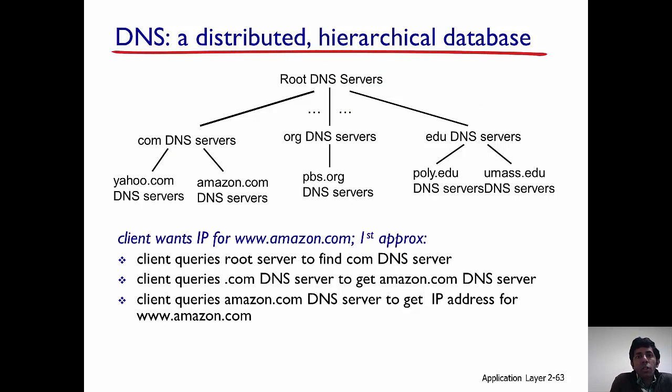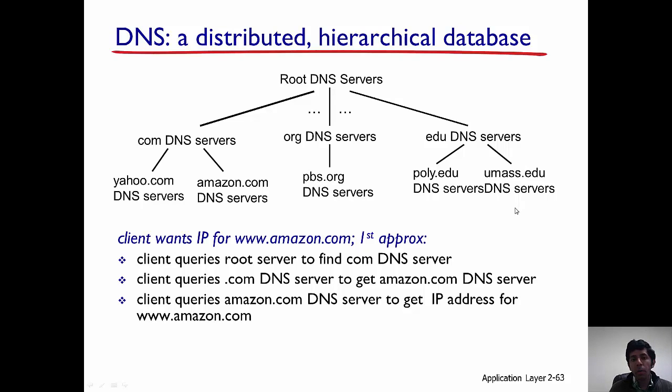Here is the structure of the DNS, a distributed hierarchical database. At the very top, there are the root DNS servers, and there's not a single root DNS server; there are multiple root DNS servers. At the next layer, we have the TLD, or top level domain, name servers. They are basically the .com, the .org, or the .edu DNS servers. One level below, we have the authoritative domain name servers, something like yahoo.com, amazon.com. These are connected to the com DNS server. Something like poly.edu, umass.edu are connected to the edu server.